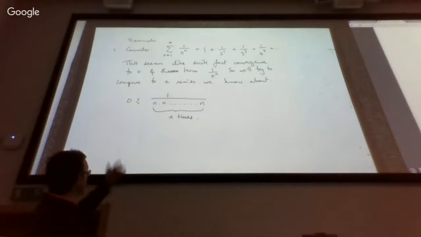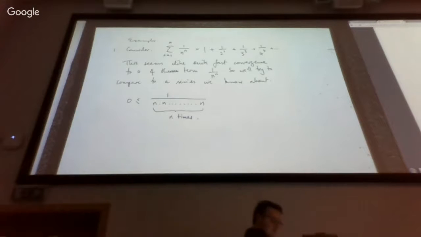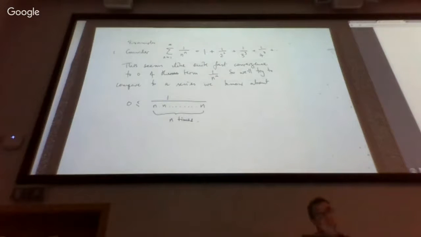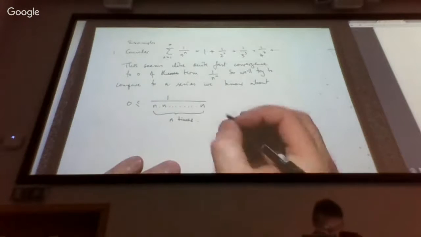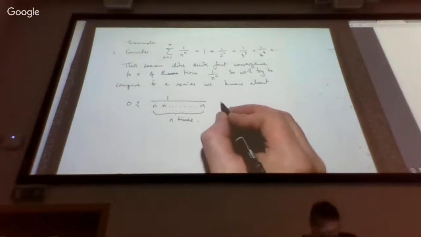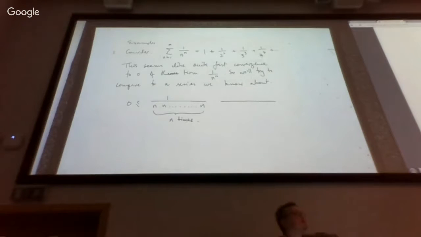So here's the nth one. It's 1 over n to the power n. So you have n copies of n in the denominator. They're all multiplied together. Well, one thing we could do is compare this by saying, let's replace all of those n's by something smaller.